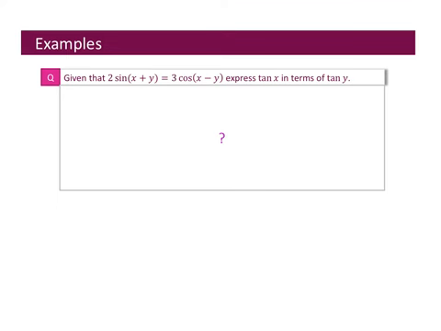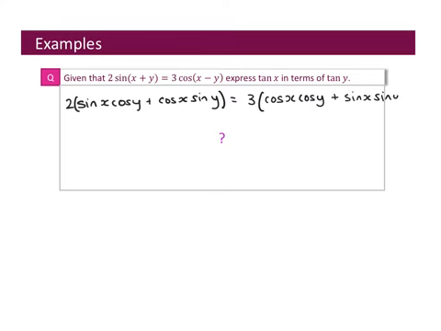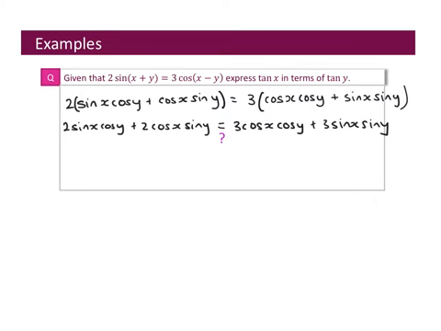Okay? So sine of x plus y. Now if you've got your book in front of you, that's going to be 2 lots of sine x cos y plus cos x sine y equals 3 cos x cos y plus, make sure this goes in brackets, sine x sine y. Perfect. Now I can expand my brackets. So I'm going to get 2 sine x cos y plus 2 cos x sine y equals 3 cos x cos y plus 3 sine x sine y. Some of you might do that in the first step. That's completely fine.